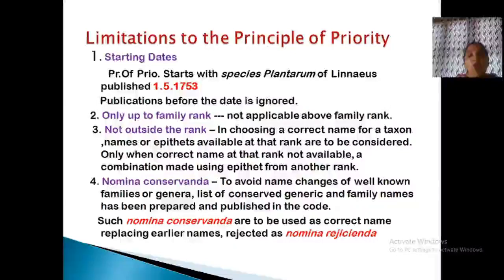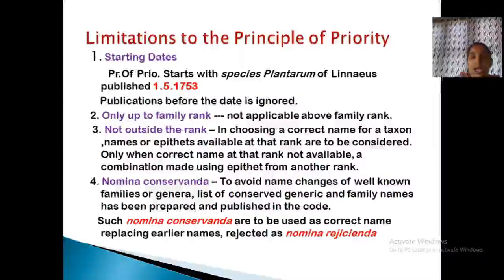Then nomina conservanda means to avoid changes of well-known families, which I already told. Some of the families, their names should be retained as such. So such a list of conserved generic and family names is prepared and published in the code. There we cannot make any change in such a family name. That is known as nomina conservanda.